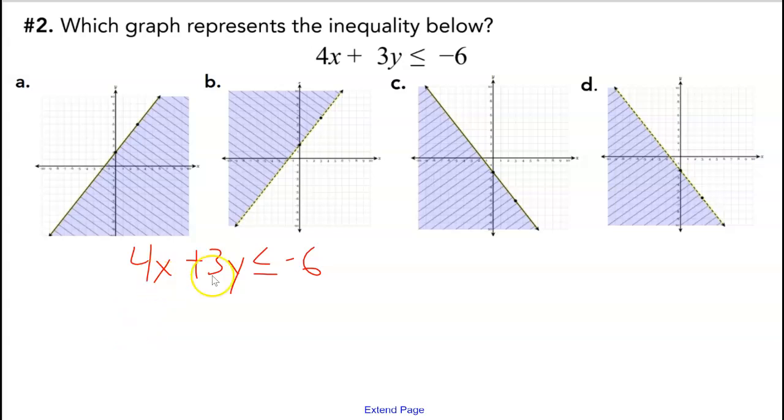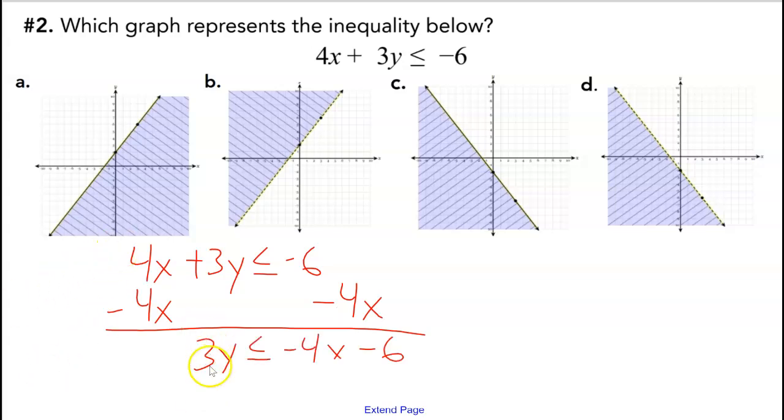So I rewrote it as 4x plus 3y is less than or equal to negative 6. I'm going to isolate the y term. Notice that the y term is over here in the middle, so I'm going to subtract the 4x on both sides. The 4x cancels out, and that leaves me with 3y. I move the negative 4x in the front and put the negative 6 in the back.